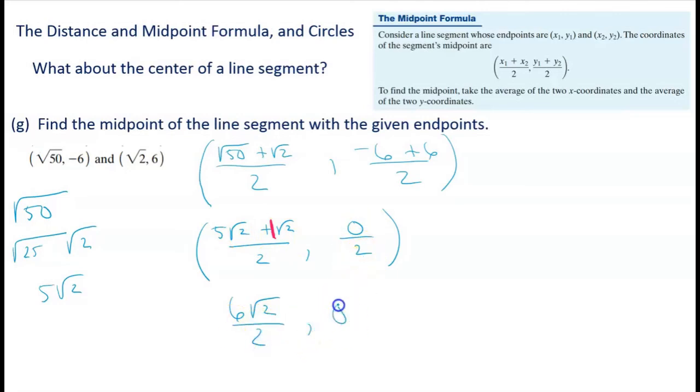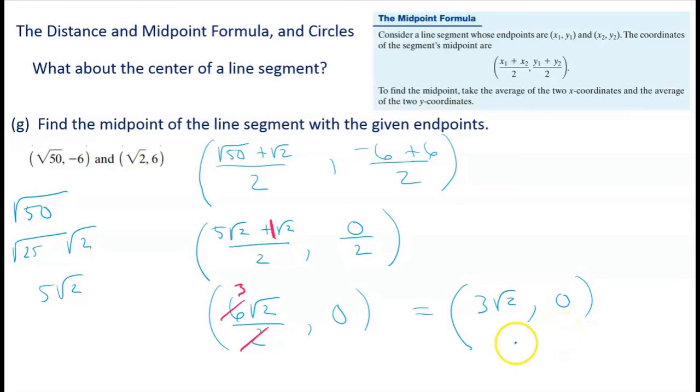0 divided by 2 is 0. Let's go ahead and get that over with. Now, right here, this 2 and this 6, I can say 2 goes into 6 3 times. And that is completely simplified when I write it again. 3 square root of 2 is my x value, and 0 is my y value.